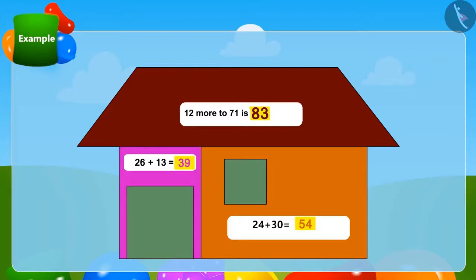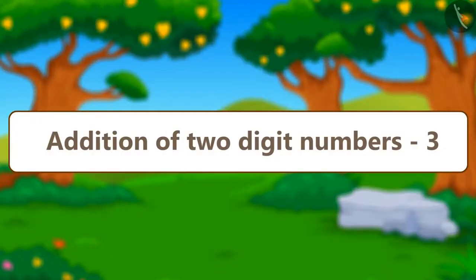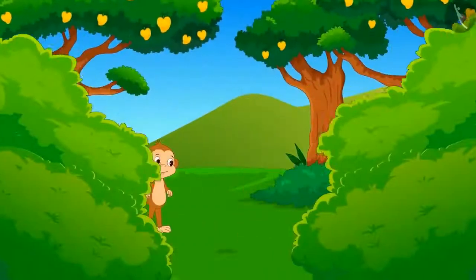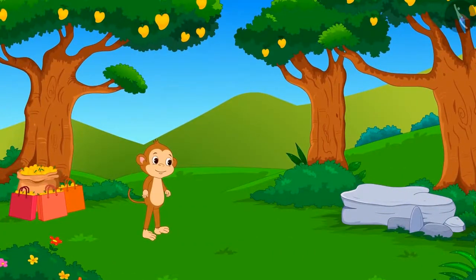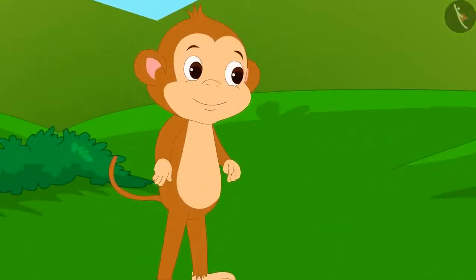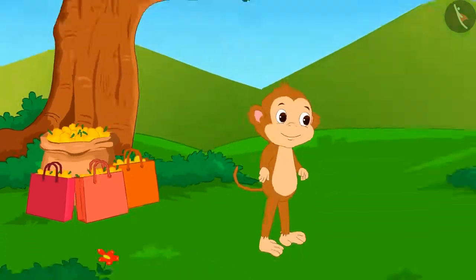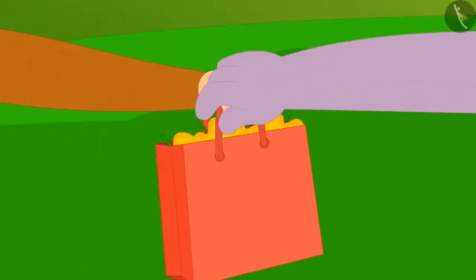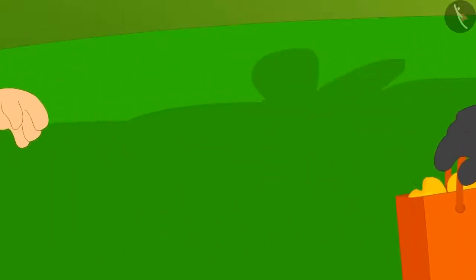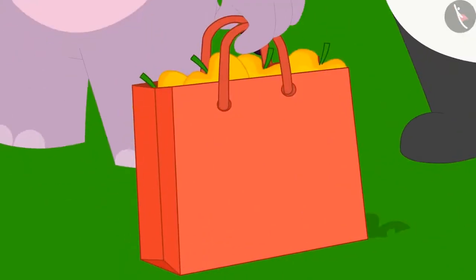Come on, children, let us learn another interesting method of adding two-digit numbers. Let me tell you another story. Once there was a very good crop in the mango orchard of Babban. He called his 3 friends to take mangoes. Babban gave 25 mangoes each to his 3 friends.